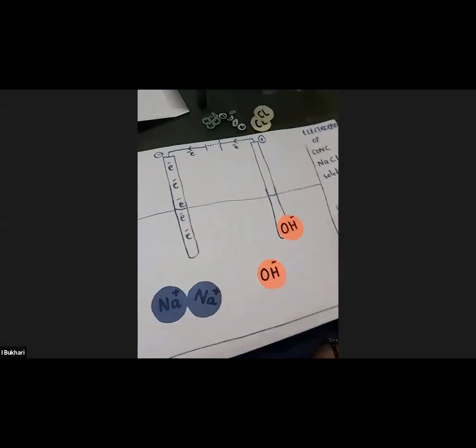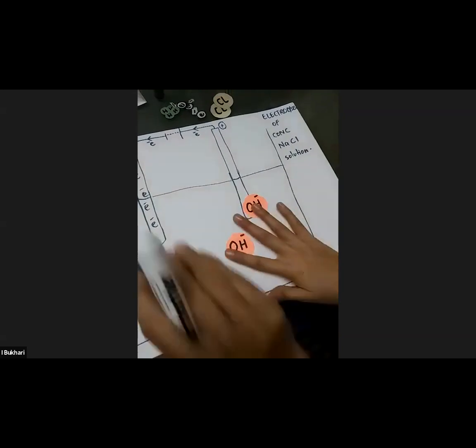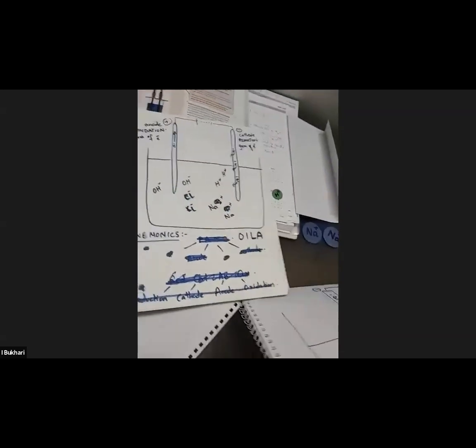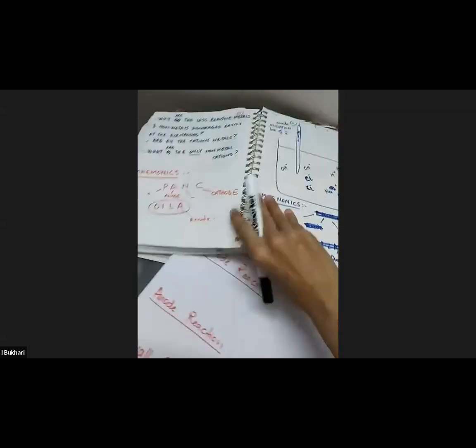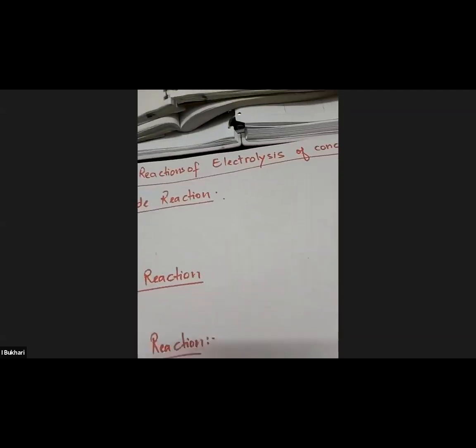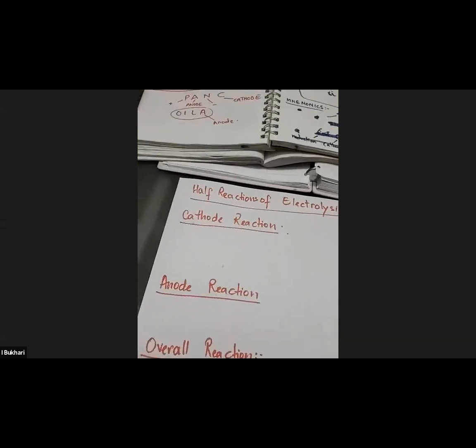Okay, now this electrolysis that I showed you, now I want to do the half reactions. How will you write the half reactions of concentrated sodium chloride solution? There are a couple of things that you need to remember when you write down half reactions. Half reactions of electrolysis of concentrated sodium chloride solution.